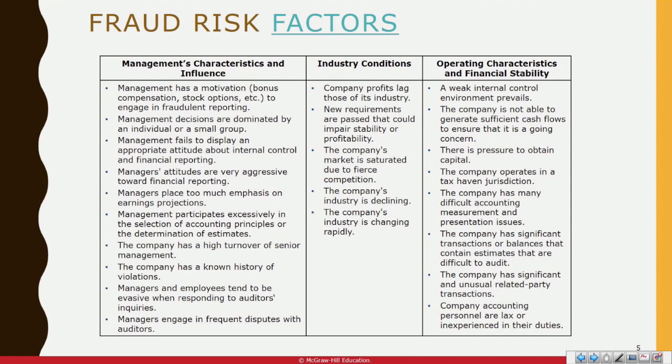If they're publicly held and analysts follow them, do they place too much emphasis on meeting earnings projections, meeting analyst forecasts? I'm just not going to go through all of them. Is there a high turnover rate of senior management? Why is that a fraud risk factor? What do you think? A high turnover of senior management. Why do you think that would result in a high fraud risk, or a fraud risk factor, I should say?